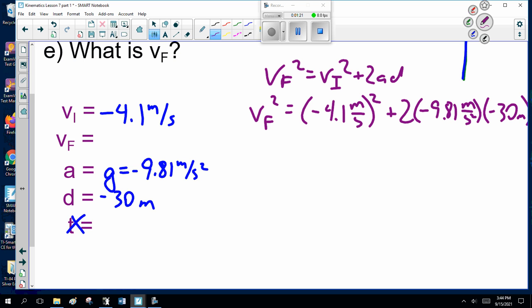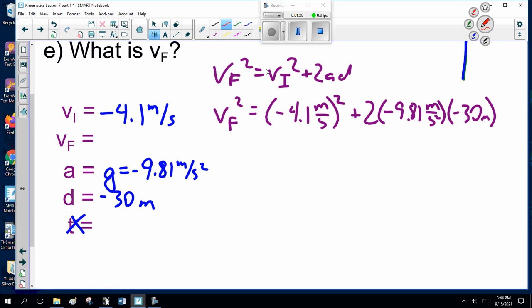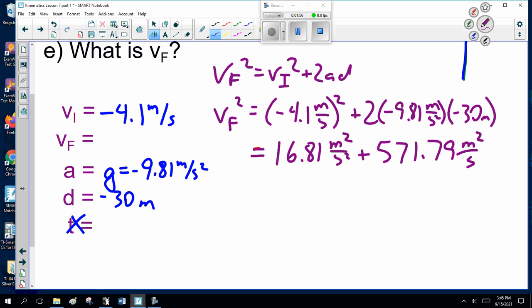So here you got to be careful with all your minus signs. They show direction. Because if you mix up your directions, one of these negatives will end up a positive, or positive will end up a negative, and everything gets screwed up. And remember, very careful on your calculator. Negative 4.1 squared, if you put it in the minus sign bracket, minus 4.1 close bracket squared is plus 16.81. 2 times negative 9.81 times negative 30 should be plus 571.79 meters squared per second squared.